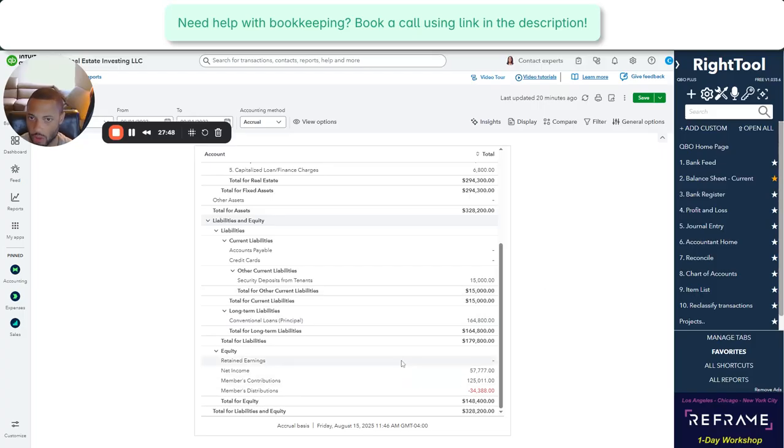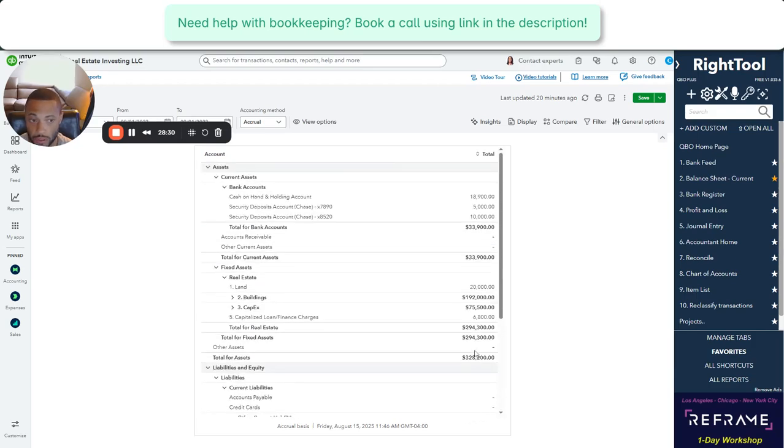Then equity is everything that's left over. Retained earnings is your net income from the previous year. So the December 31st net income will roll over into retained earnings, and this amount will be the same for the entire year. So this basically indicates that there was either no net income, it was zero, or we just started the business this year and we didn't have any retained earnings because we weren't in business last year, or QuickBooks wasn't active last year.